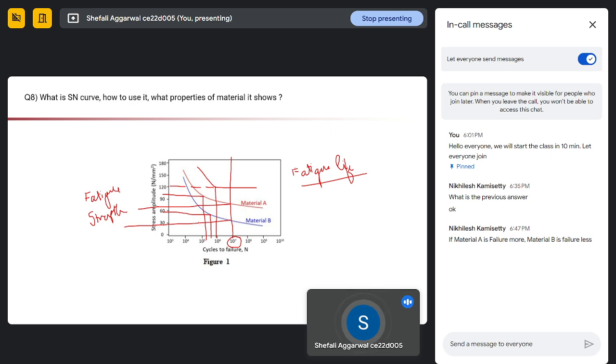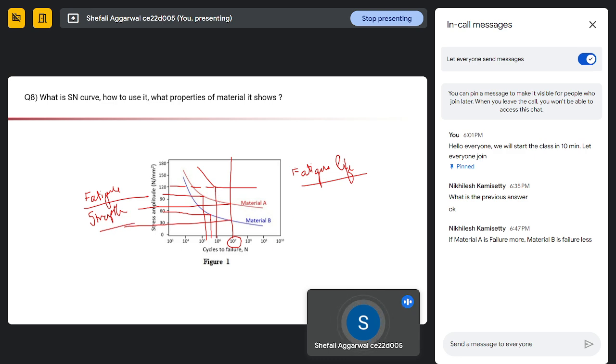So we can see our S-N curve in different ways. If we have to see which material will endure more number of cycles before failure, then we will see that B is a good material. But if we have to design according to which material can endure this many cycles before failure, then we will check according to our fatigue strength.